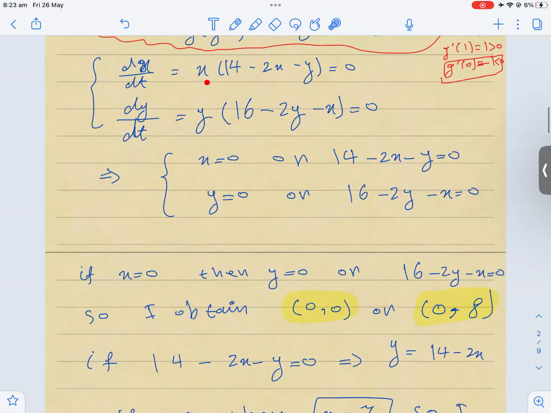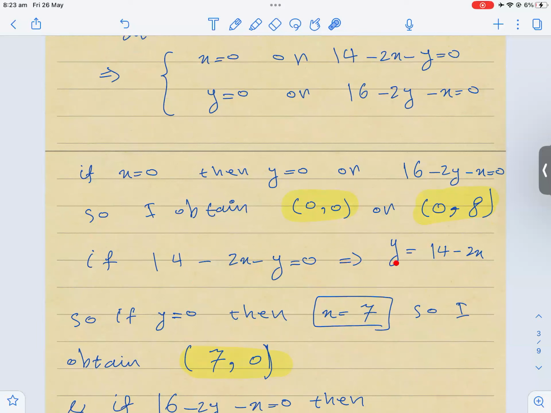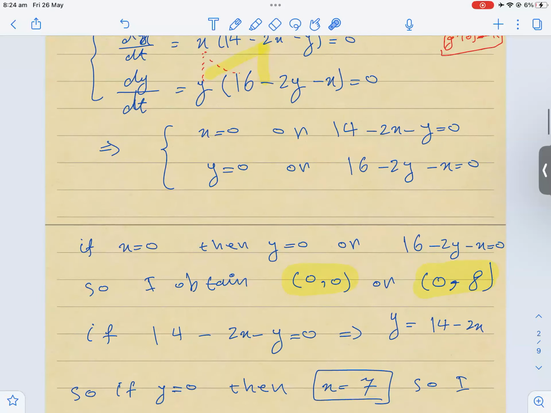Now, we analyze 2 cases. I want to see this guy, so 14 minus 2x minus y equals 0. So y equals 14 minus 2x. So now I'm starting with y equals 0. Then x will be 7 if I have it from here. Hence x equals 7. So another point is this guy.